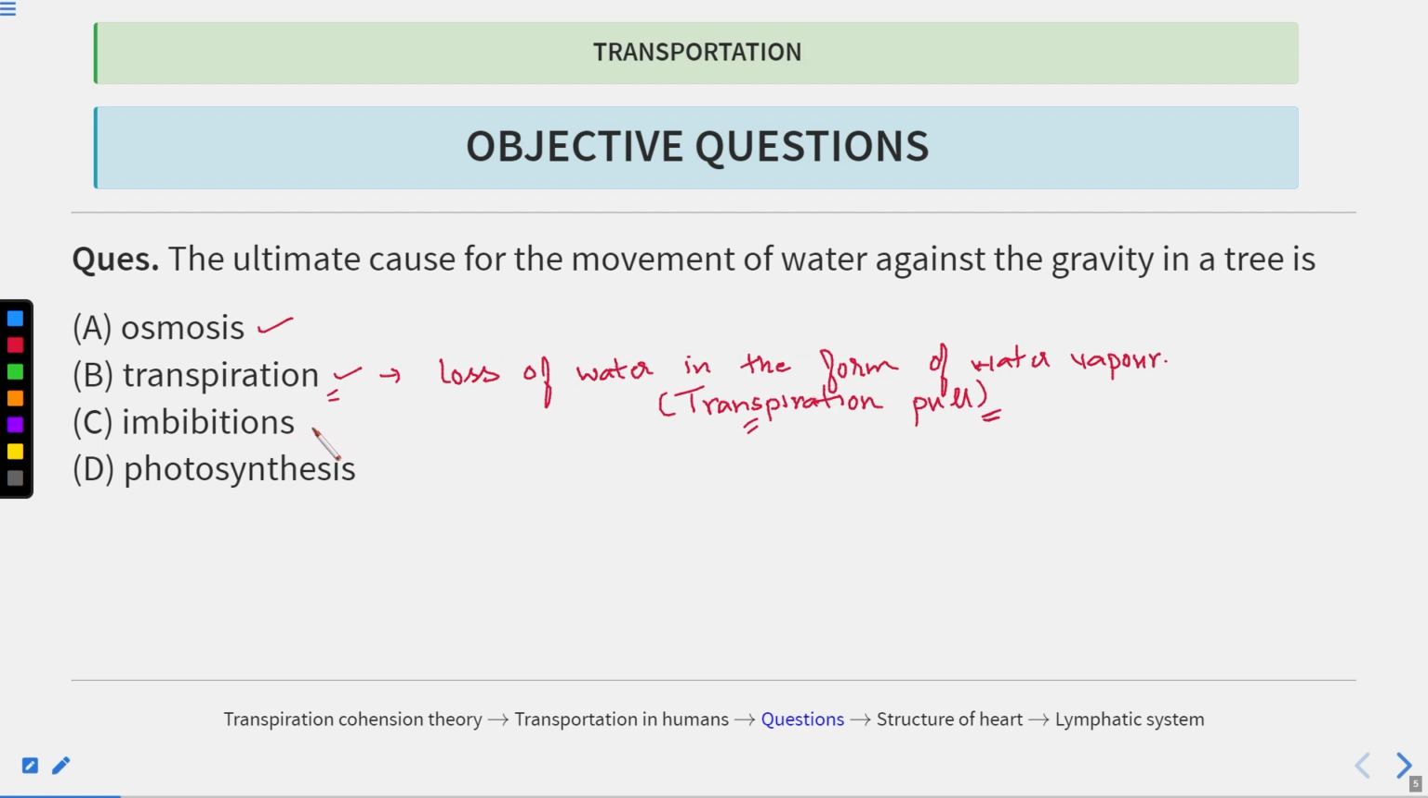Imbibition is the absorption of water molecules by solid surfaces. How can you define imbibition? It is the adsorption, not absorption. We can say adsorption here. So in the case of solids, we use the word adsorption.